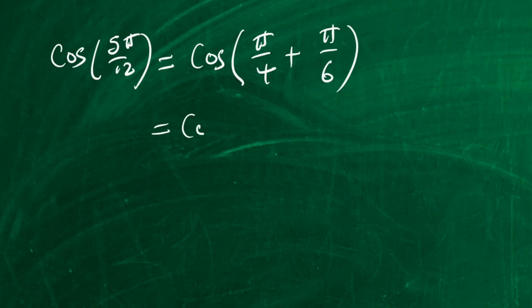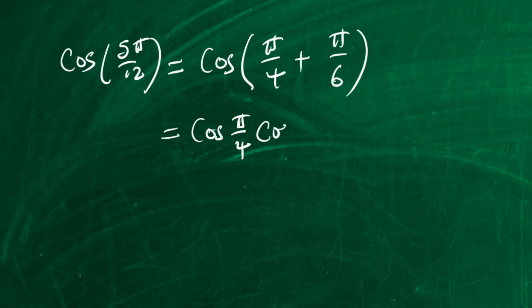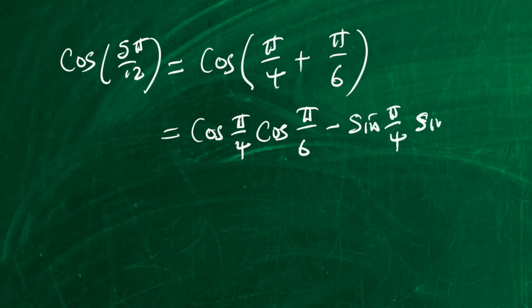Now let us go ahead and expand this cosine. So we have cosine pi over 4 multiplied by cosine pi over 6. Then we have minus sine pi over 4, sine pi over 6.